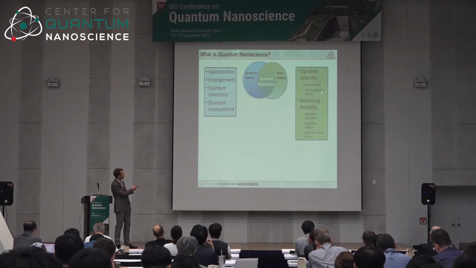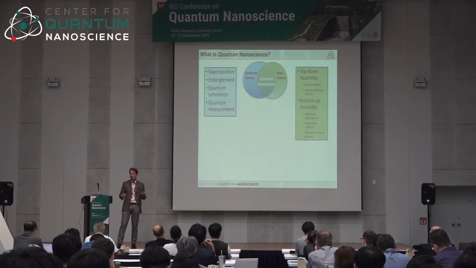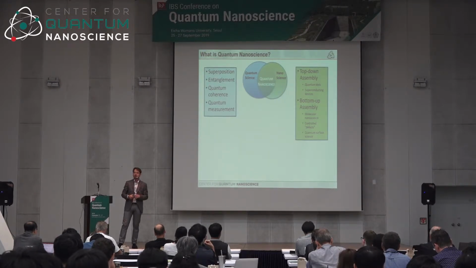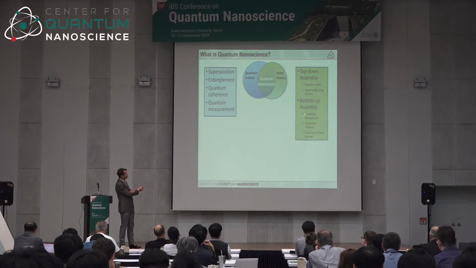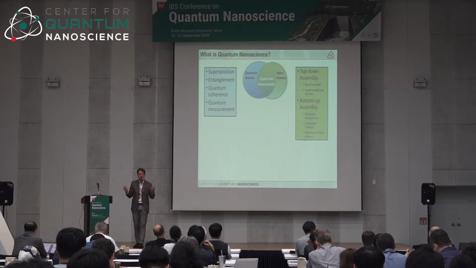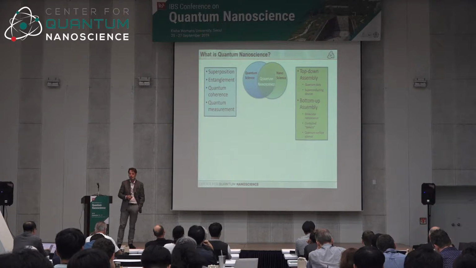And on the nanoscience side, we didn't really come to a good conclusion about which part of nanoscience should be included. But of course, we have top-down assembly, such as quantum dots and superconducting devices. And we have bottom-up assembly, molecular nanoscience, controlled defects, and quantum surface science. So there are many aspects of nanoscience that we believe flow together into quantum nanoscience.